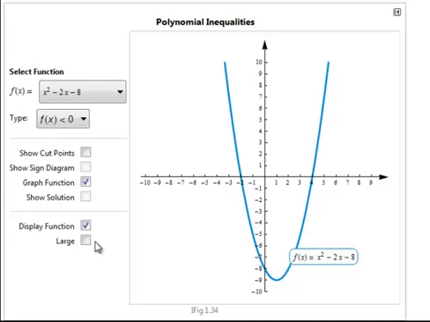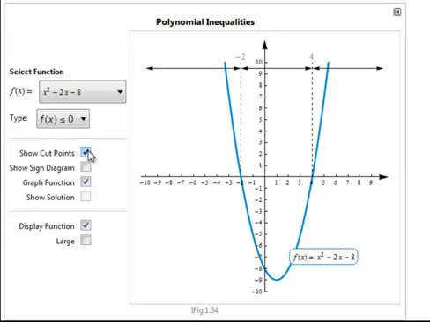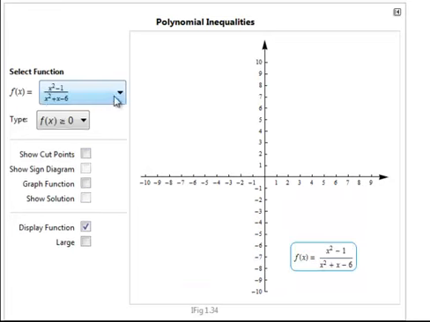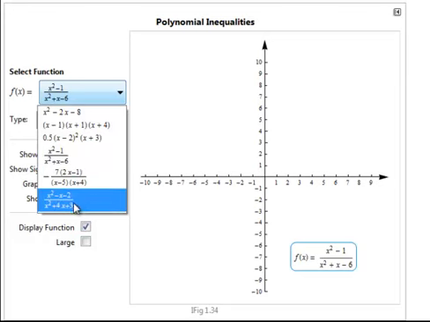This figure, polynomial inequalities, shows four types of inequalities, shows three polynomial functions, and three rational functions. Shows the graph, shows the cut points or critical values, shows the sign diagram, whether it's positive or negative.